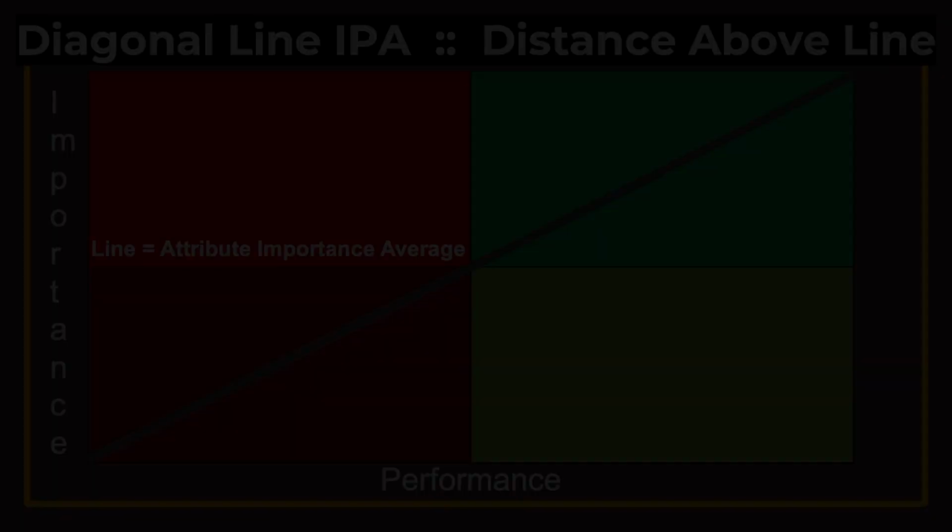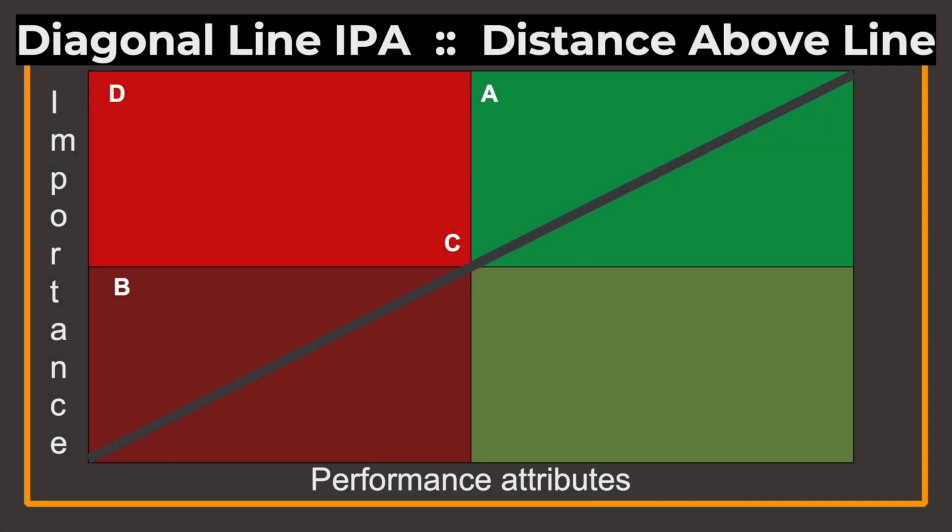Let me give you an example. So let's say we've got this, and we've got attribute A, which in OG IPA would be a major strength. We've got attribute B, which in the OG IPA would be a major or a minor weakness. And then you've got D and C, which would be major weaknesses. Now, as we look at this, here's the first thing, and we'll talk about a precise way to measure the distance.